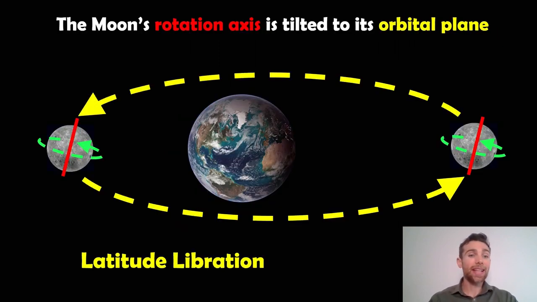Now, the latitude one comes about due to its rotation axis. So the moon's rotation axis is not perfectly aligned or perpendicular to its orbital plane. It's slightly tilted, again, like Earth's is really. And because of that, as it goes around on its orbit, the polar regions, or where the rotation axis is, get illuminated slightly different. Well, not necessarily illuminated, what we can see from Earth slightly change.